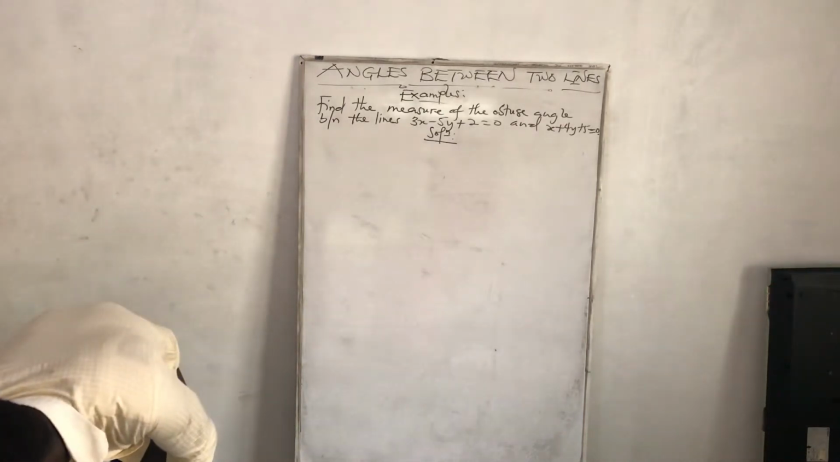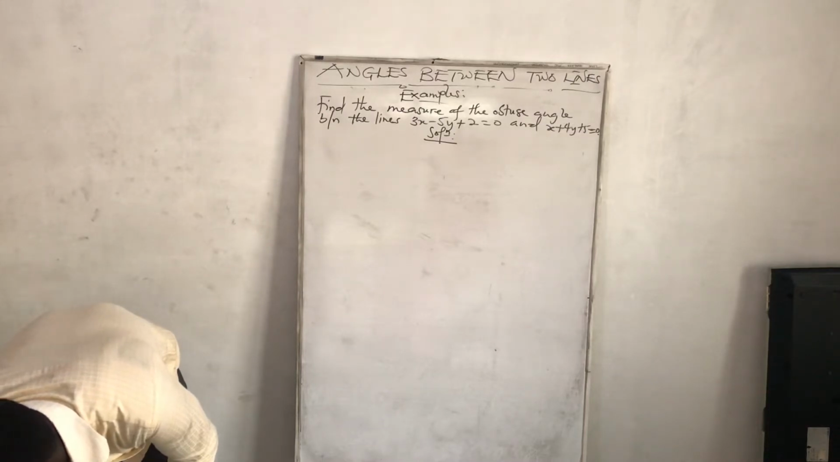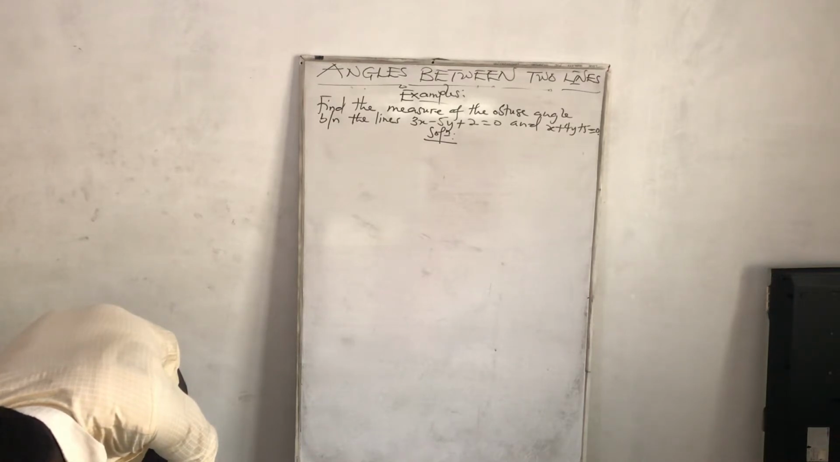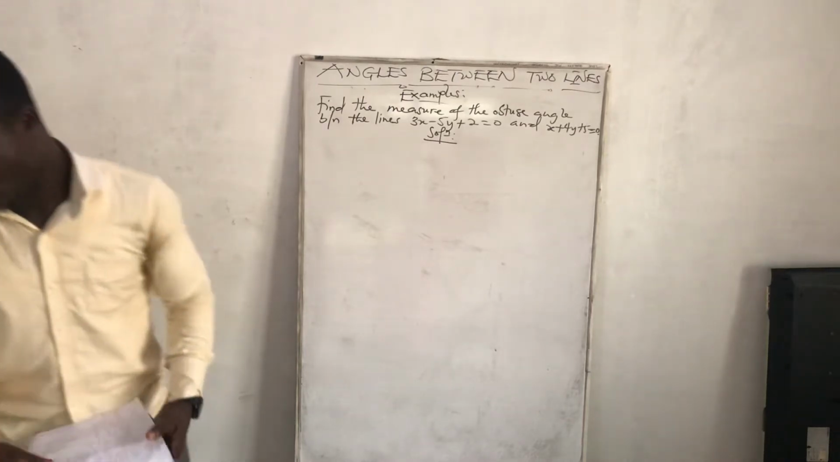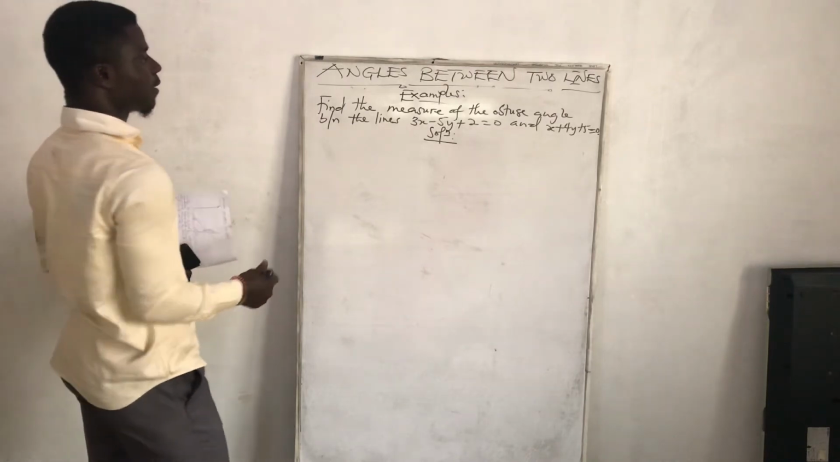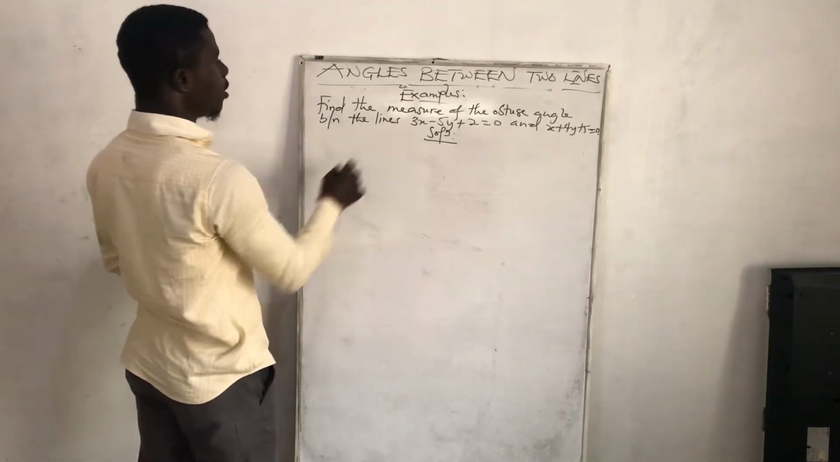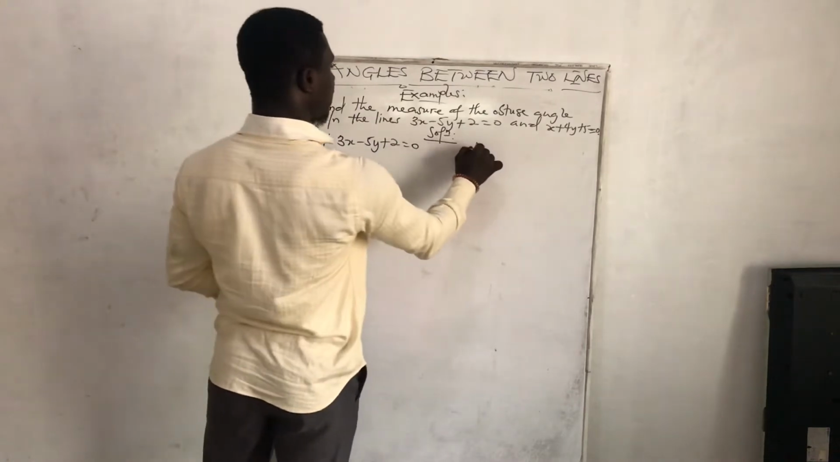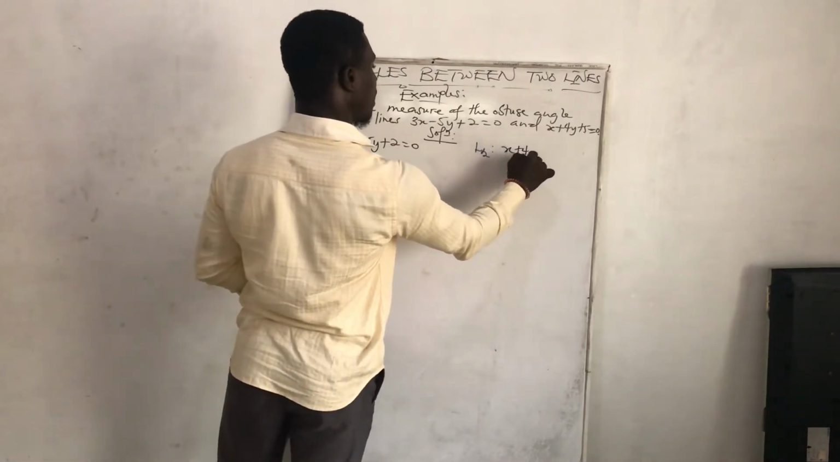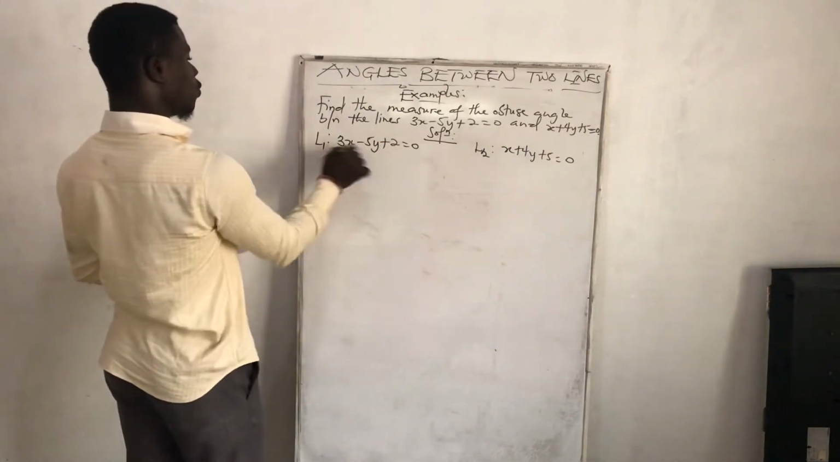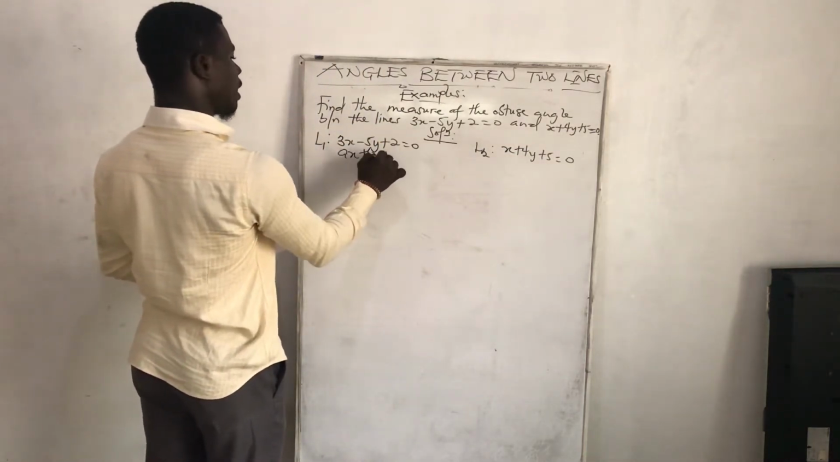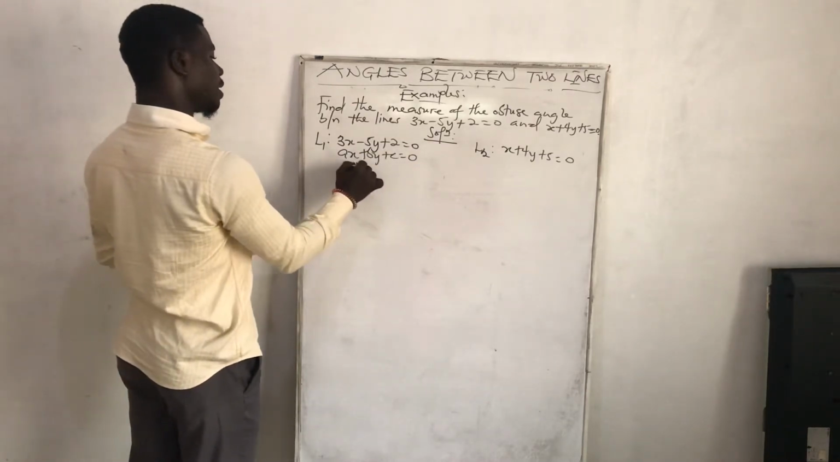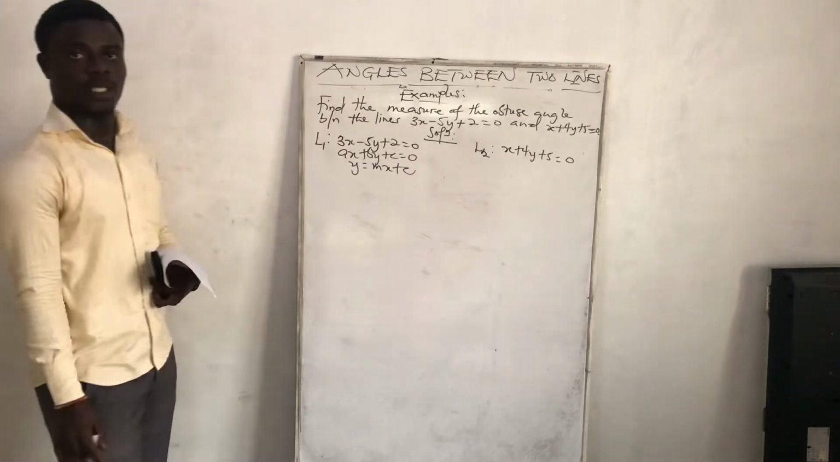So pause the video, then try and see whether you can solve. So now let's start. We have our L1, which is 3x minus 5y plus 2 equals 0, then our L2, which is x plus 4y plus 5 equals 0. This one is in the form ax plus by plus c equals 0, so we have to express it in the form y equals mx plus c, the slope equation form.